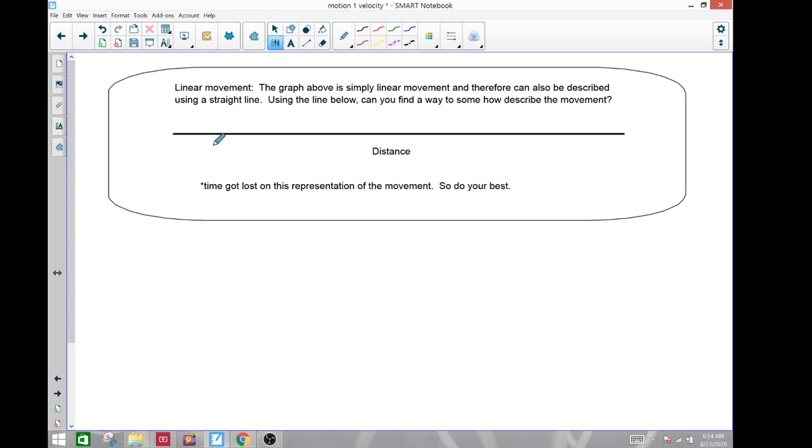Linear movement. The graph above is simply linear movement. That's the graph we just did, and therefore can also describe it as a straight line. I use that straight line a lot to describe it. Using the line below, can you find a way to somehow describe the movement of distance? Time got lost on this representation of the movement, so do your best.